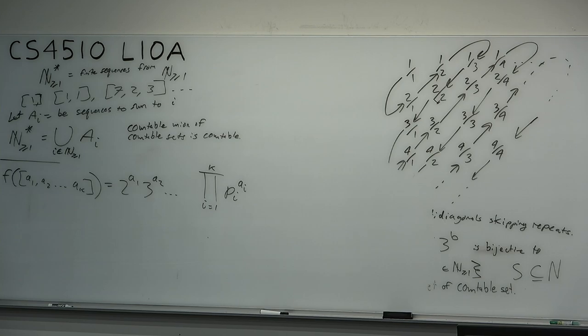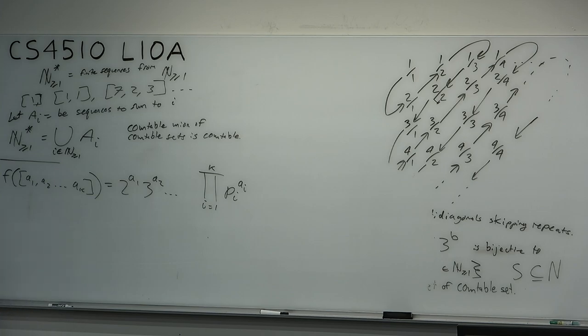Injective means that no two elements map to the same thing. Oh, is it because they all have different factors? Yes. There's a name for that, though. Their prime factorizations are different. I don't remember the name of the theorem. It's either the fundamental theorem of arithmetic or the fundamental theorem of algebra. Every integer has a unique prime factorization.